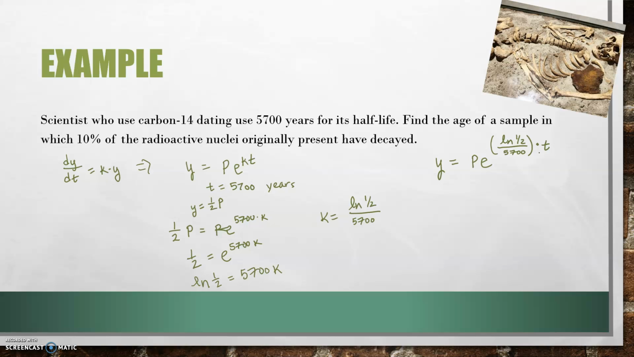And if I want to know how old a sample is in which 10% of the nuclei have decayed, 10% would be 0.1 times P. So I'm going to rewrite this as 0.1 P. Divide by P. And then log both sides, or grab your graphing calculator and use that to solve for t.